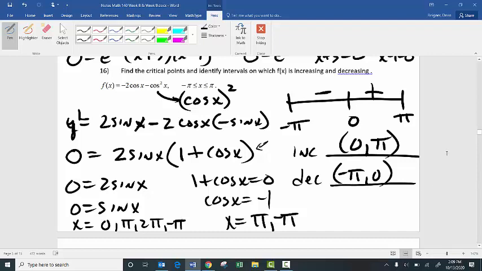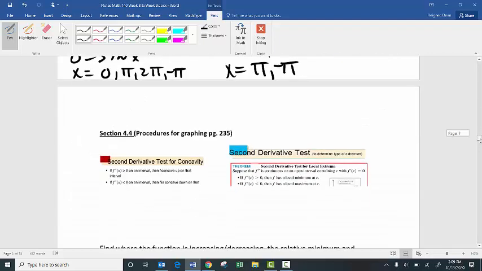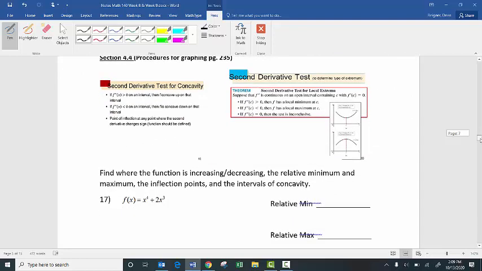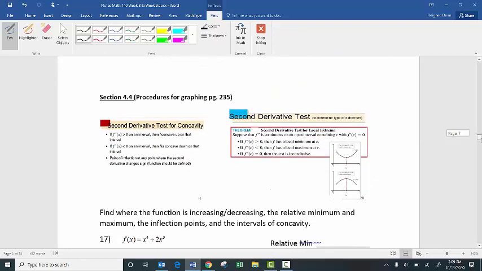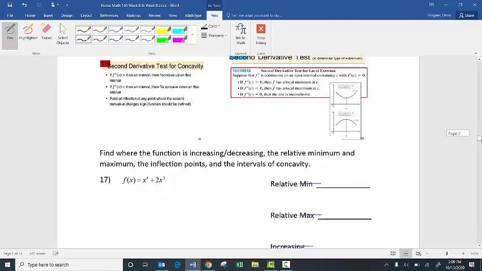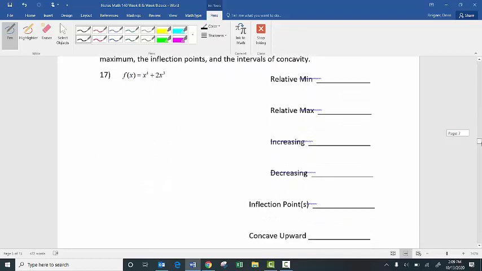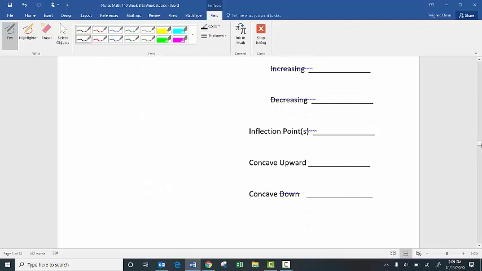Okay, so I think we're going to have 2 more videos probably in this thing. The next one is filling out this chart and talking about an inflection point. So we talked about min and max. We talked about increasing and decreasing. Inflection points and concave up and down have to do with the second derivative, which we'll talk about in the next video.